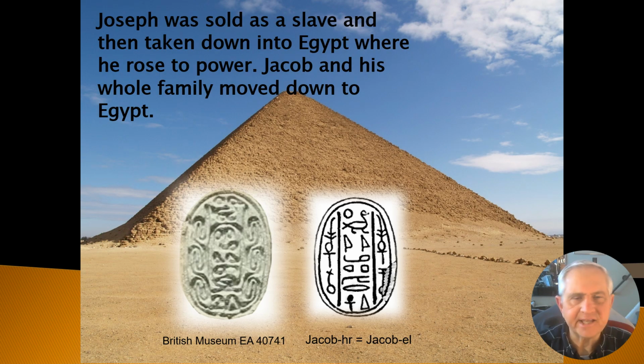First of all, how did they get down into Egypt? If we look at Genesis, it tells us about Joseph, who was sold as a slave and then taken down into Egypt, where he rose to power. And Jacob and his whole family then moved down to Egypt.